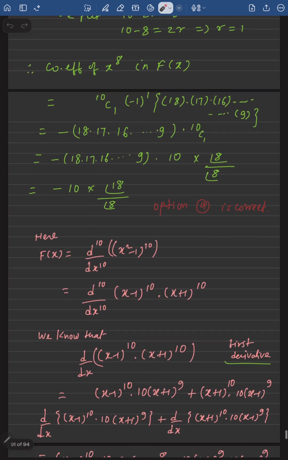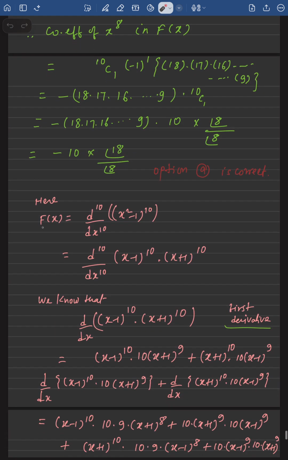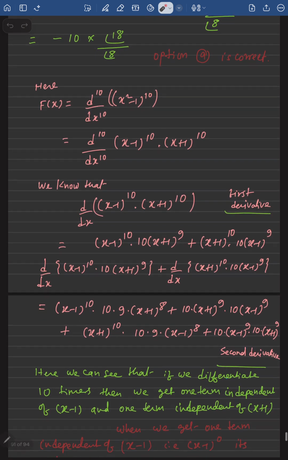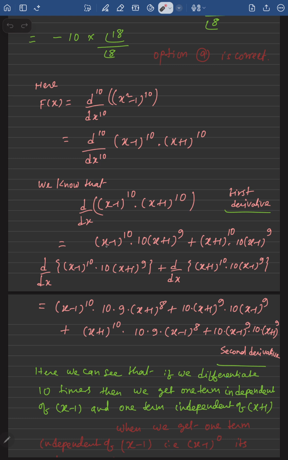Now come to the second option. Let us see. Again f(x) is the 10th derivative of (x square minus 1) power 10. Now x square minus 1 can be written as (x minus 1)(x plus 1). If we differentiate this the first time, what do you get? (x minus 1) power 10 into the derivative of (x plus 1) power 10, that is 10 into (x plus 1) power 9, plus (x plus 1) power 10 into 10 into (x minus 1) power 9. Again, if we differentiate this a second time, firstly we differentiate this, then we differentiate this. Again the product rule we will use.